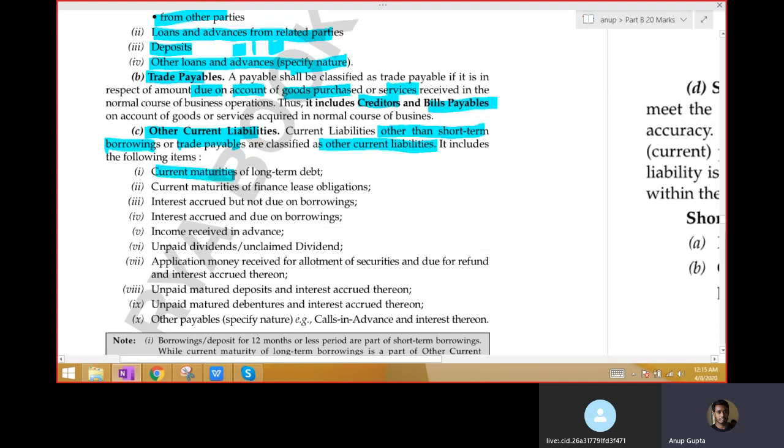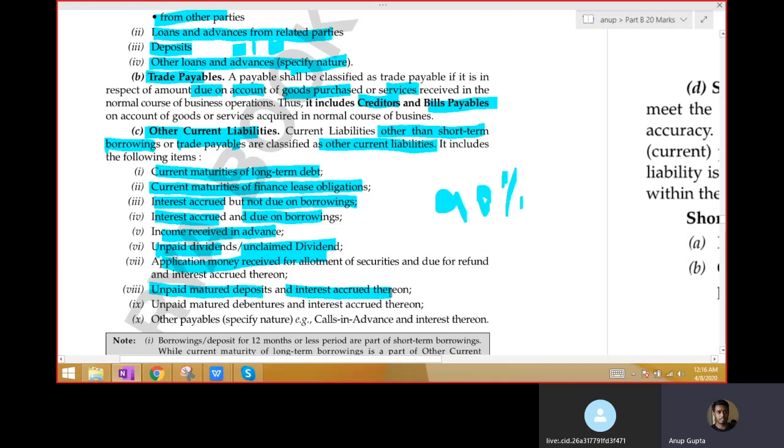It includes current maturities of long-term debt, current maturities of finance lease obligations, and interest accrued but not due on borrowings. I have to pay the interest accrued and due on borrowings. Income received in advance, for which I have not done any work, is also an other current liability. Unpaid dividends or unclaimed dividends, and application money received on allotment: if you remember, the amount that is received and the 90% is not fulfilled, that amount that we have already received is recorded under other current liability. Unpaid matured deposits and interest accrued thereon, that is, interest on unpaid matured deposits, and other payables, calls in advance: the advance that I have not asked for and have already got, all these things.